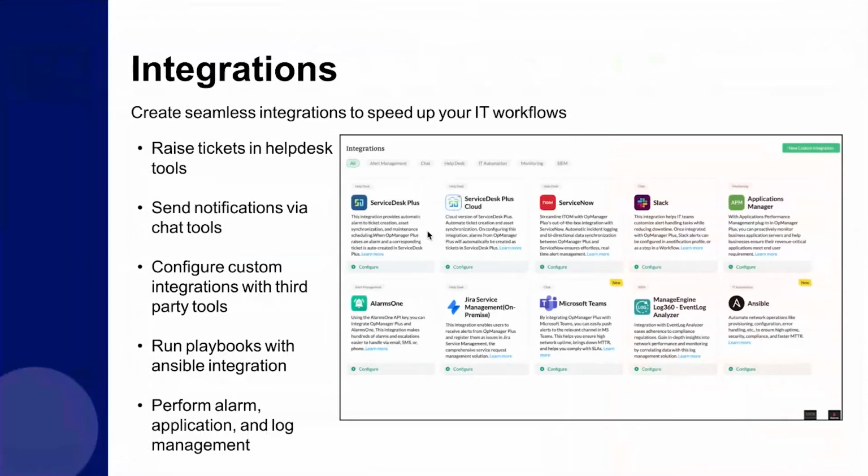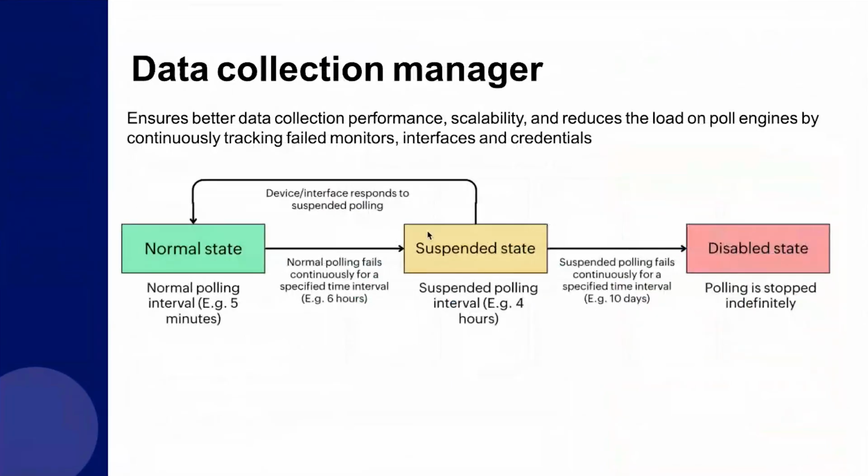Now, we covered most of the general topics in this part of the free training series. Let's look into something called a data collection manager. So the data collection manager feature in OpManager Plus is a watchdog that helps improve your polling efficiency by reducing unnecessary polling load on your OpManager Plus server. So let's take an interface like Ethernet and assume that you're monitoring it at an interval of 5 minutes. If the monitor responds, it will remain in a normally monitored state. However, if OpManager Plus fails to get a response for, say, 6 hours, it is moved to a suspended state. Here, the device will be monitored at a much delayed polling interval of, say, every 4 hours for the next 10 days. If there's still no response, it's moved to a disabled state.